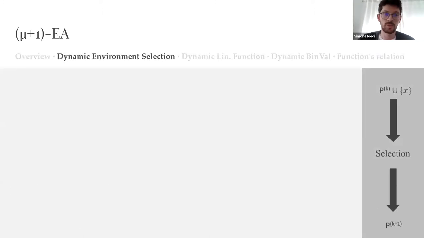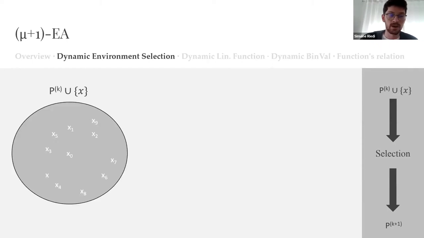Okay, the selection operator is a little bit more interesting in a dynamic environment. So on the right, we see what it does. It's given mu+1 individuals and it needs to create a population of size mu. So I'm making an example here where mu equals 10 and I'm labeling the 10 individuals in the population from x0 to x9 and the newly generated individual x.